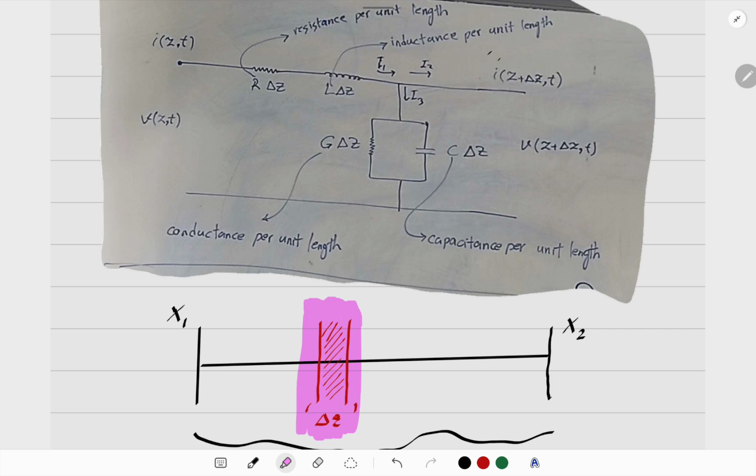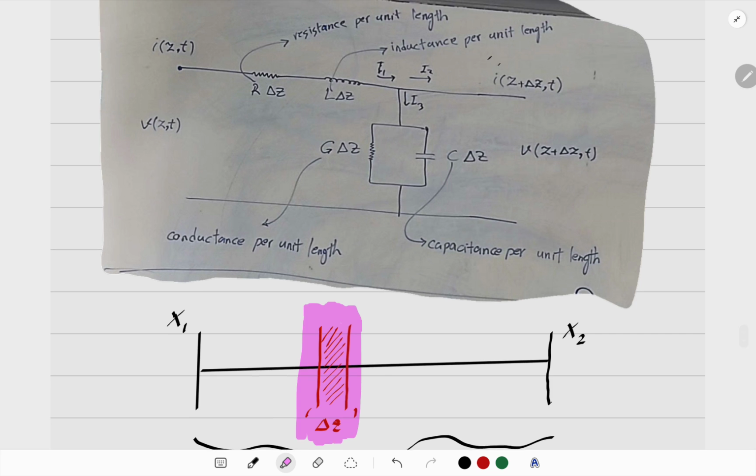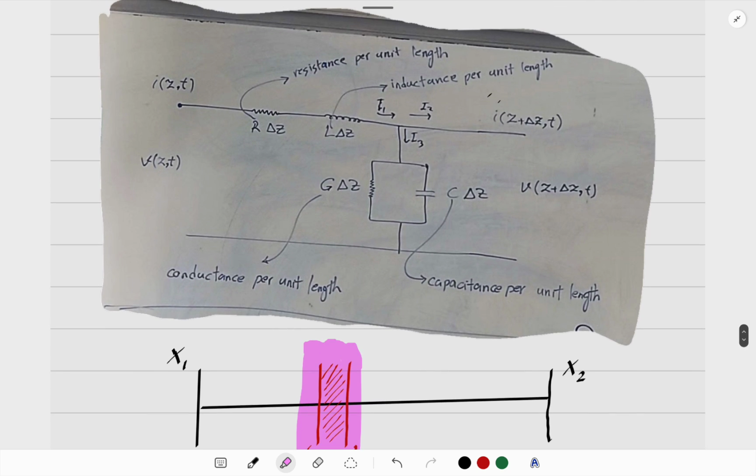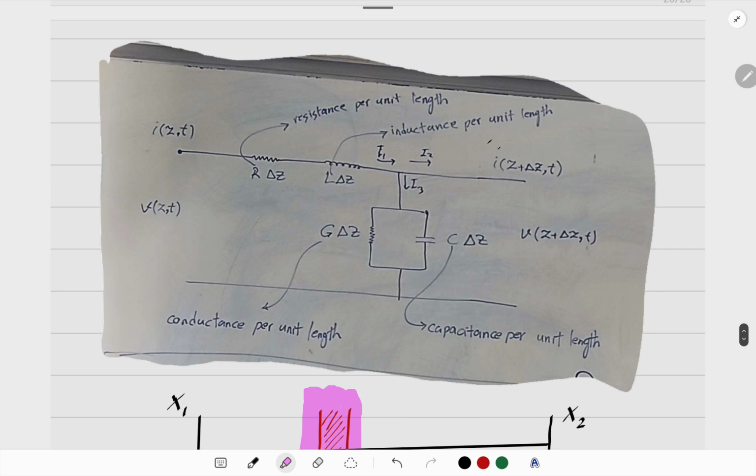So in order to make this simpler, we use this particular small area, delta z. And in delta z, we have this circuitry over here: resistance, inductance, conductance, and capacitance. At the right side, we have this I(z,t) and V(z,t), and on the right side, due to the difference, we have z plus delta z and V at z plus delta z over here.